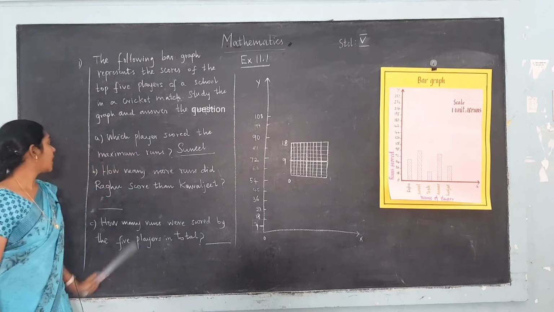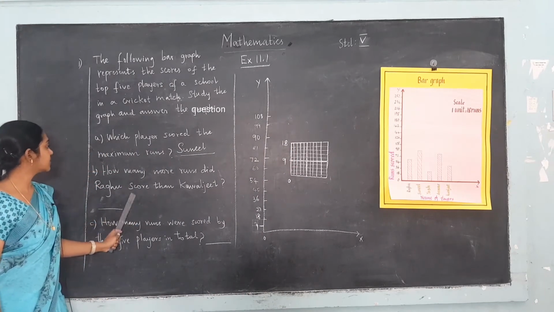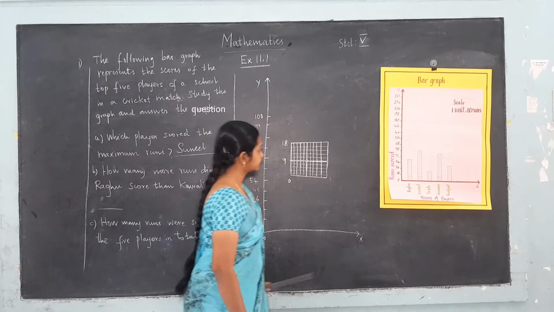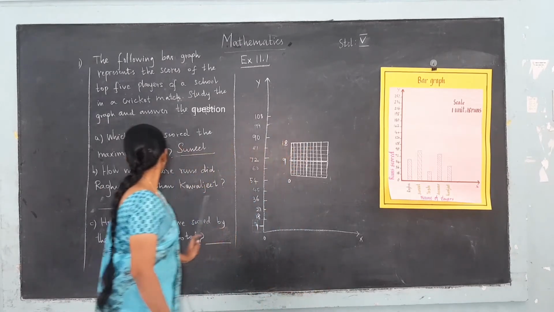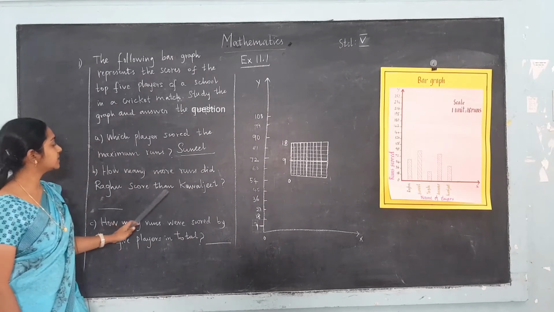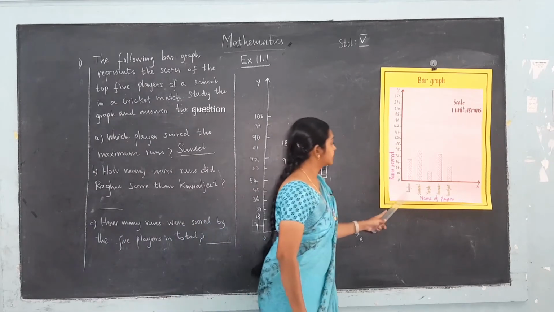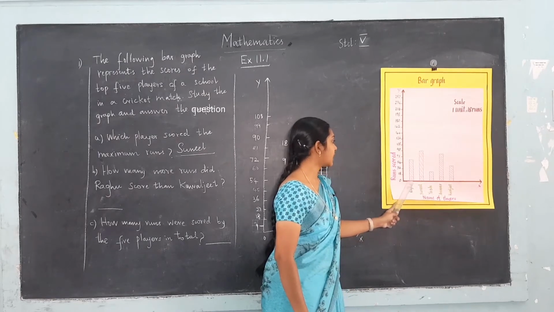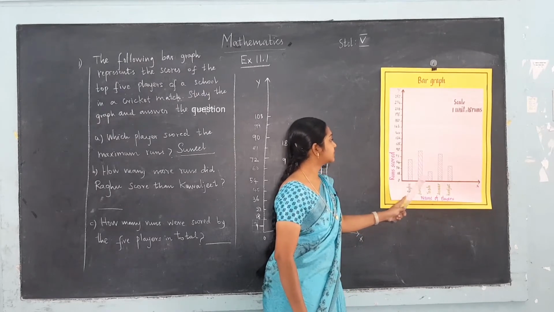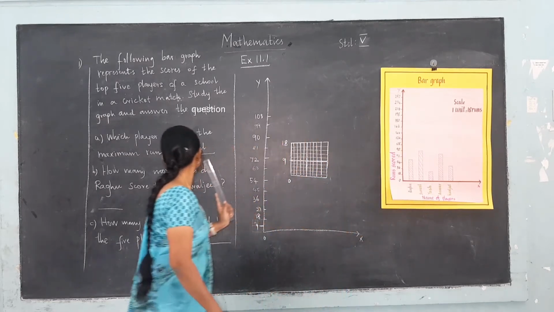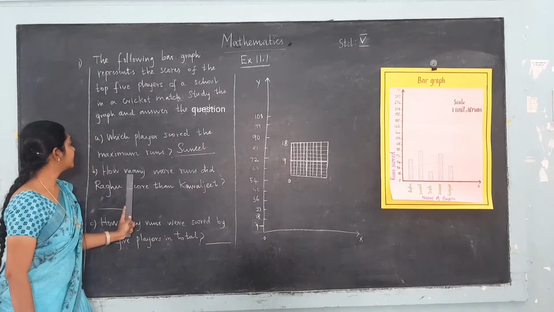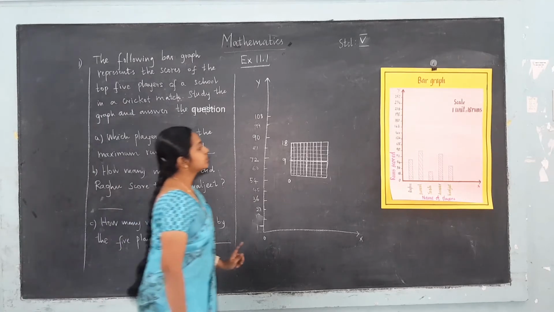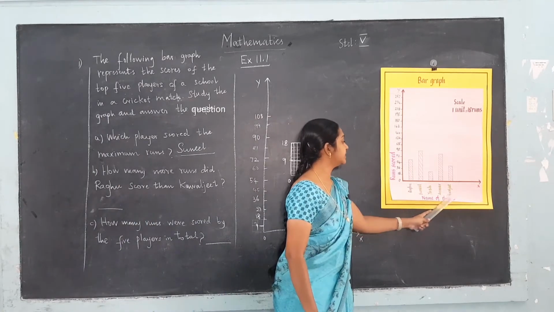Next, how many more runs did Raghu score than Kavaljit? We have to compare Raghu's score and Kavaljit's score. Raghu's score is this, Kavaljit's score is this. Raghu's score is more than Kawaljeet. We have to find how many more runs Raghu scored than Kawaljeet. So we have to find the difference between the runs.